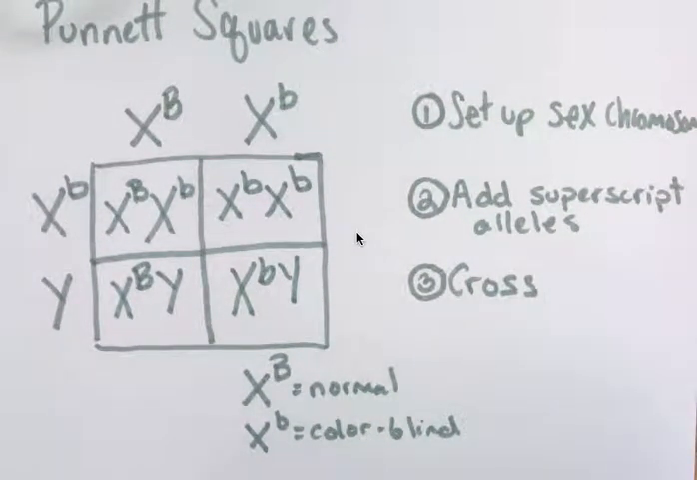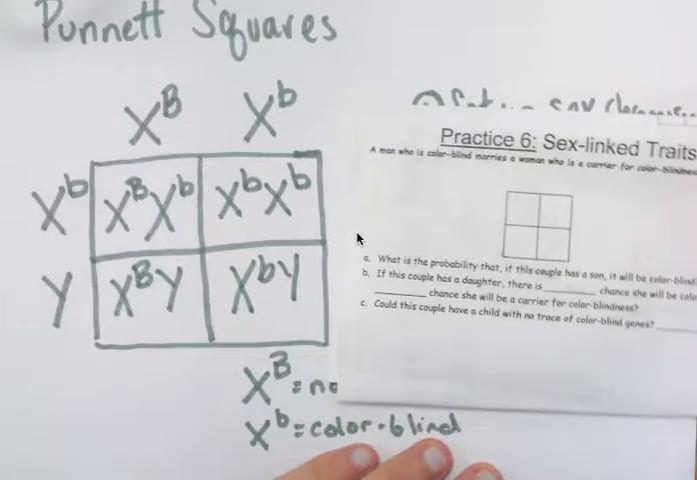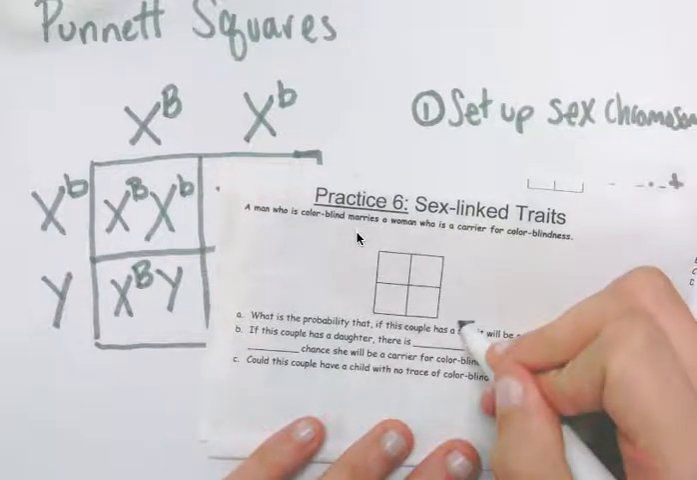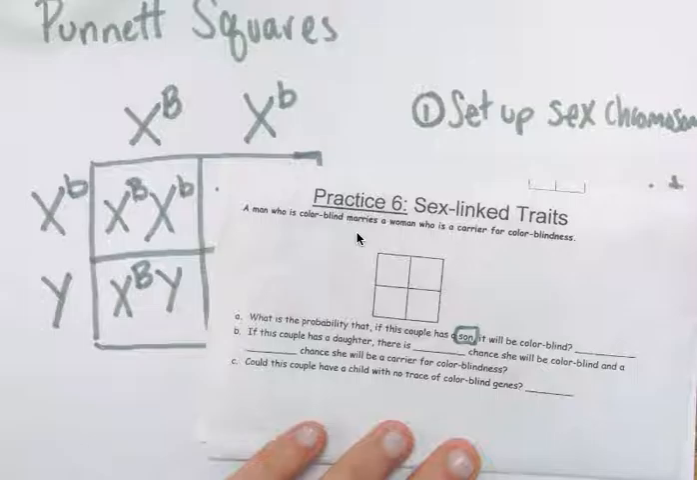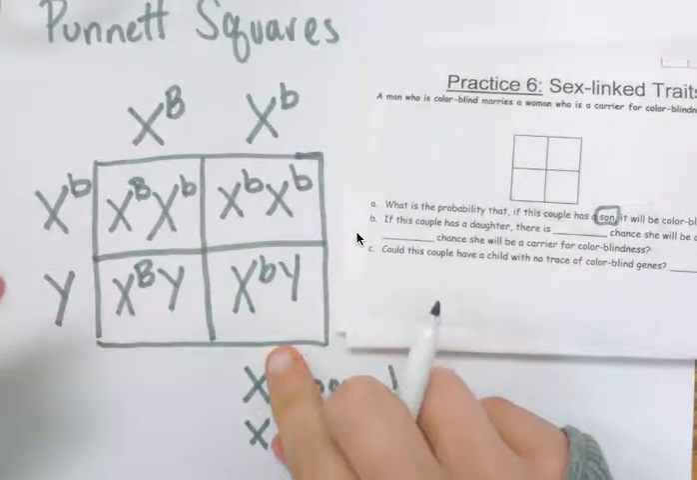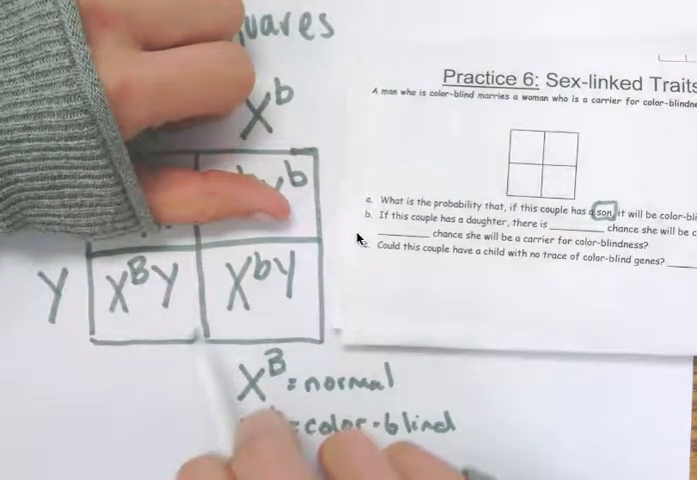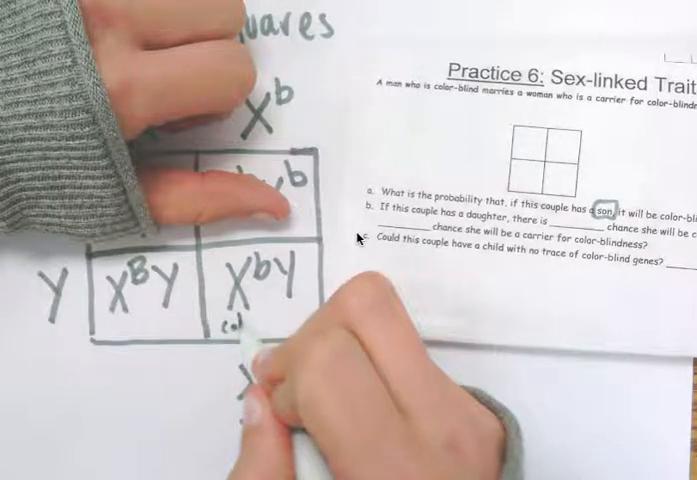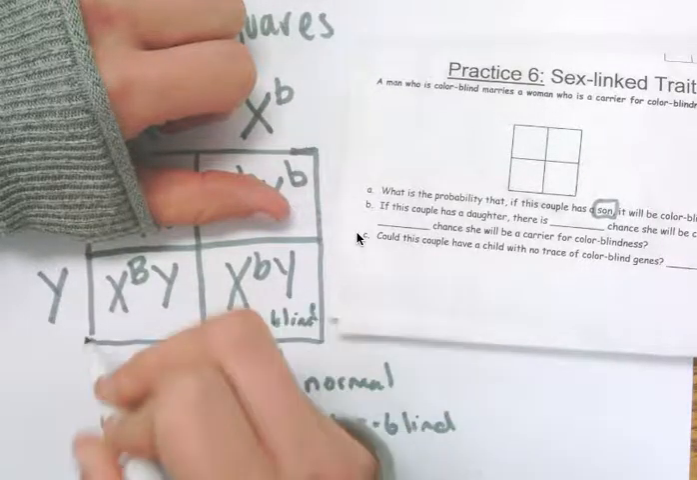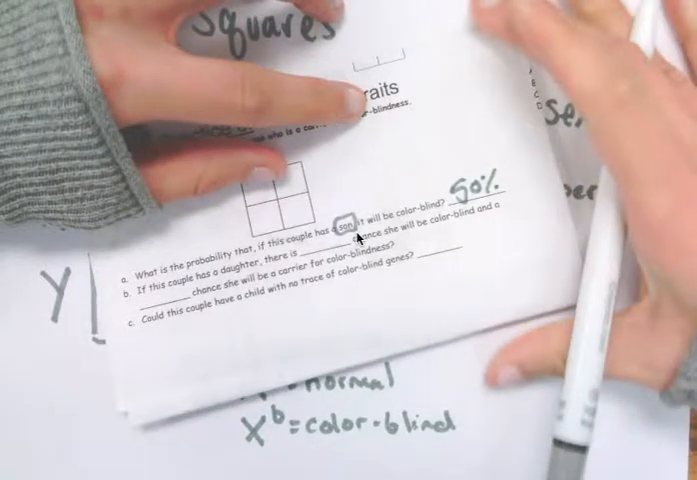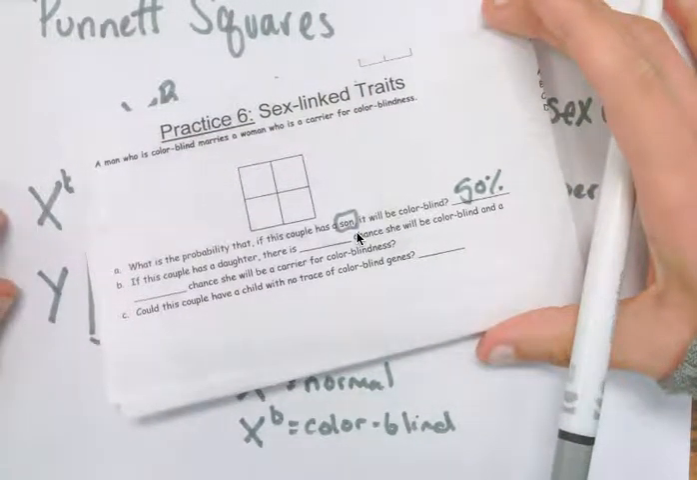So now let's go back and answer our questions. We're asked, what is the probability that if this couple has a son, so we only want to look at male offspring here, that this son will be colorblind? So remember, sons are males, that would be XY, so I'm only looking at these two down here. Out of these two sons, this one will be colorblind, and this one will have normal vision. So 1 out of 2. There is a 50% chance that a son by these two people will be colorblind.